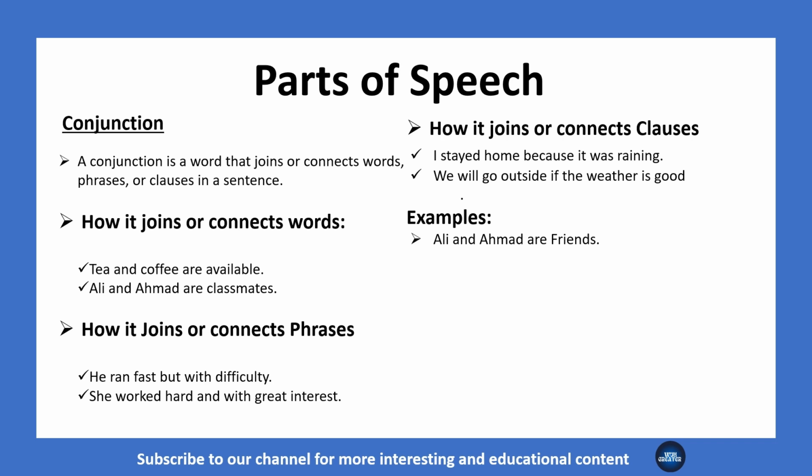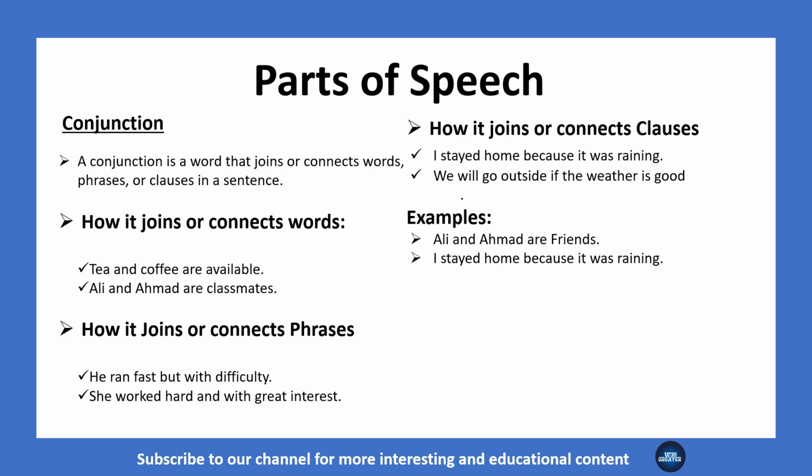The other example is I stayed home because it was raining. Here, the conjunction because connects the two clauses I stayed home and it was raining. It shows the reason for the action. The sentence explains that the person stayed at home due to the rain.